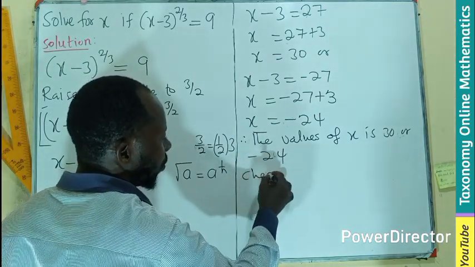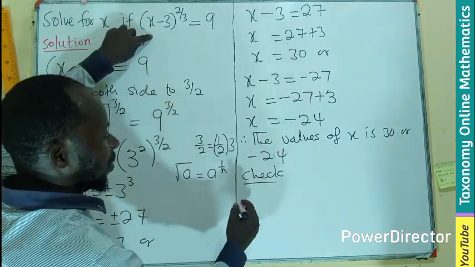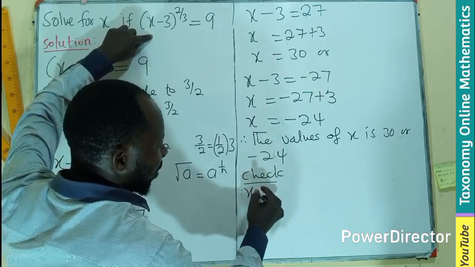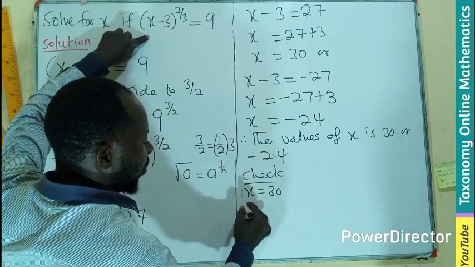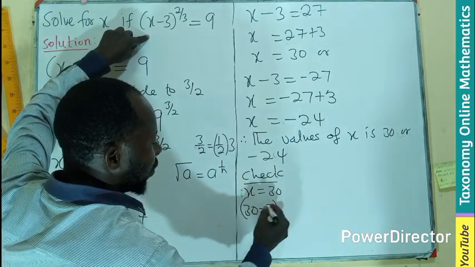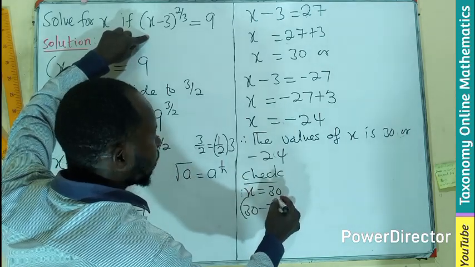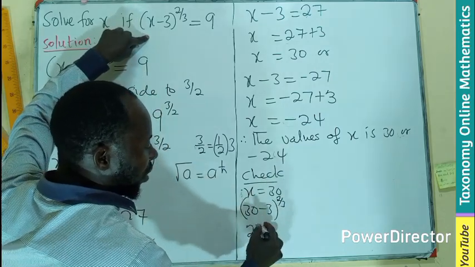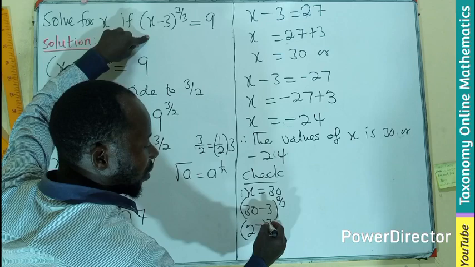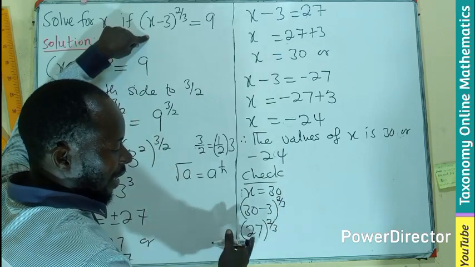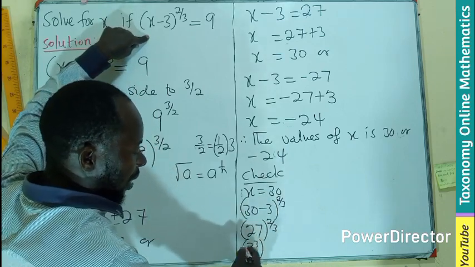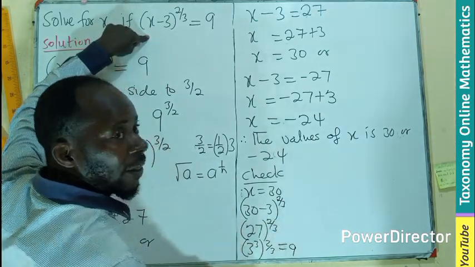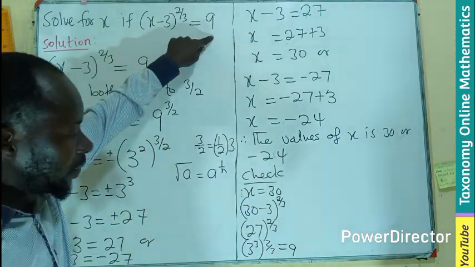Our check for the first one: when x is 30, it becomes (30 - 3) raised to the power 2/3. Here will be 27 raised to the power 2/3. Remember, this is also 3 cubed, to the power 2/3. So this will cancel this, and I should be having 9, just like the right side is saying.